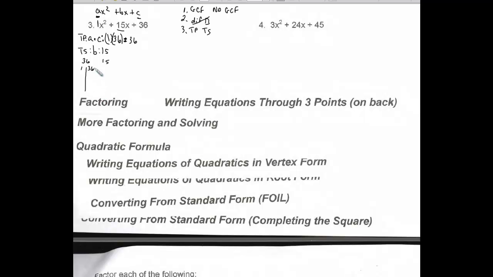1 and 36, 2 and 18, 3 and 12. I can stop right here because I noticed that 3 and 12, when I multiply those together, I get 36. But when I combine them together, or add them, I get 15. So we have x squared, and we're going to replace 15x with 3x and 12x plus 36. So 3x and 12x is 15x. I have not changed my problem, I've just rewritten it. Now we want to factor by grouping.